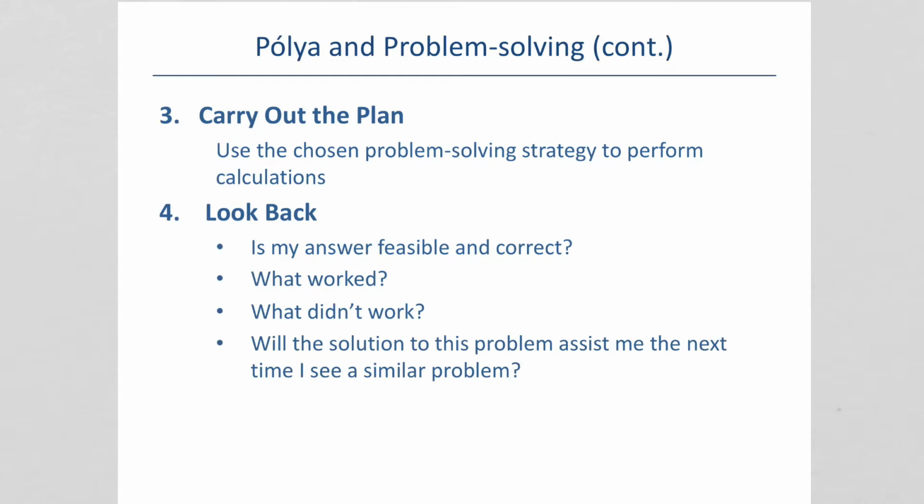And I'm like, wait a minute, that doesn't make sense. You're adding tax to the $20. So your shirt would have to be more than $20 at the end. It's not going to be less. So always think about whether your answer makes sense. And if it doesn't, go back and see where you messed up or what you need to add on. What worked? What didn't work? Will the solution to this problem assist me the next time I see a similar problem?